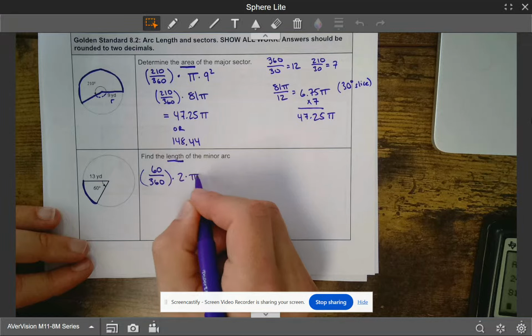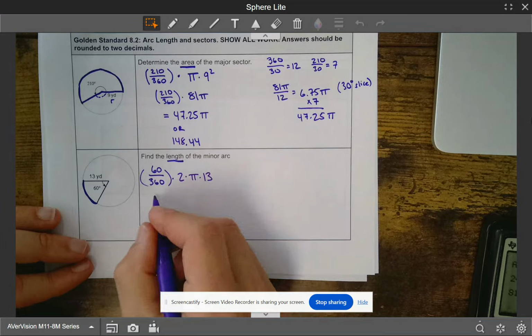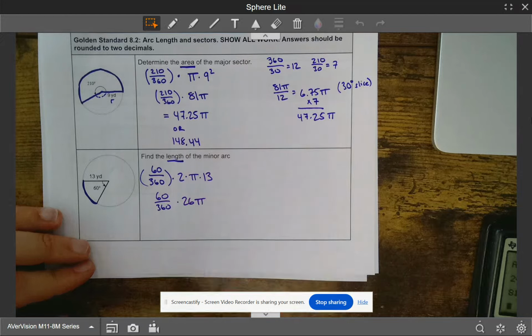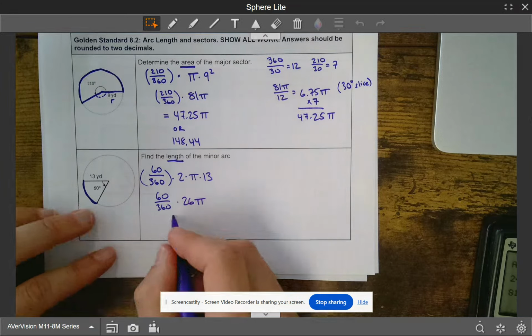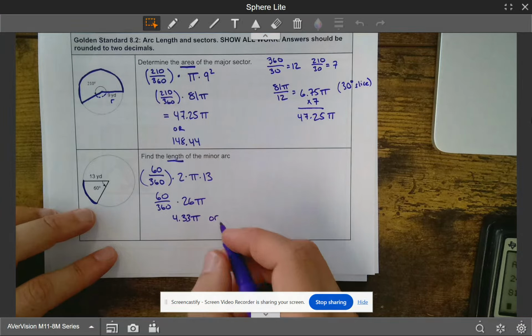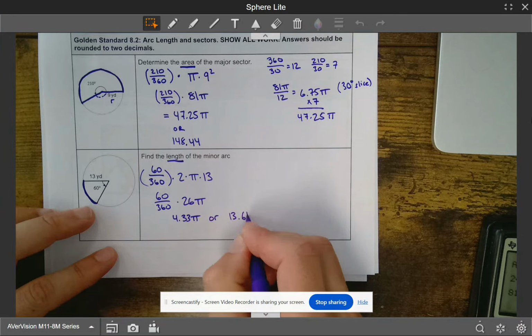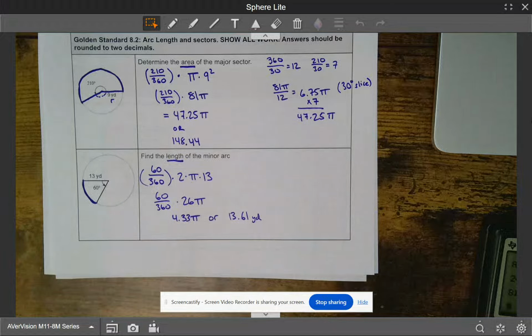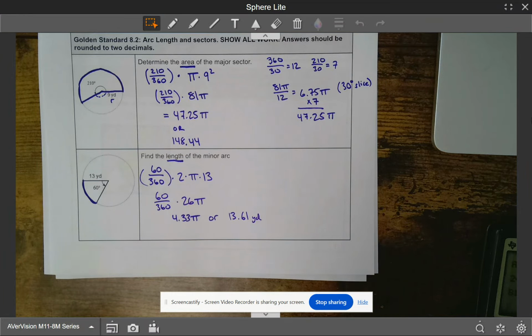2 times pi times the radius. So that's 60 divided by 360 times 26 pi. You multiply those together, you're going to get 4.33 pi as an exact answer, or that works out to be 13.61 yards. All right, those are our two golden standards. Let's move on to the backside.